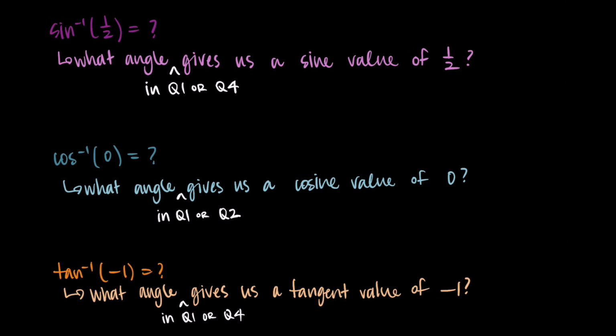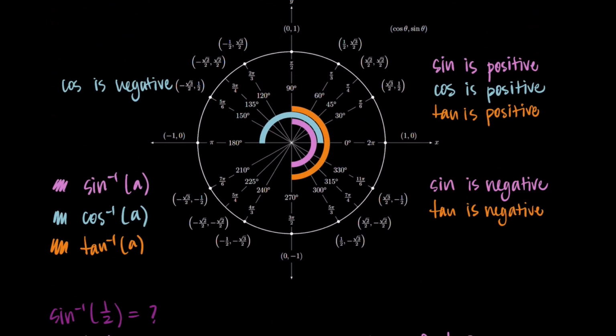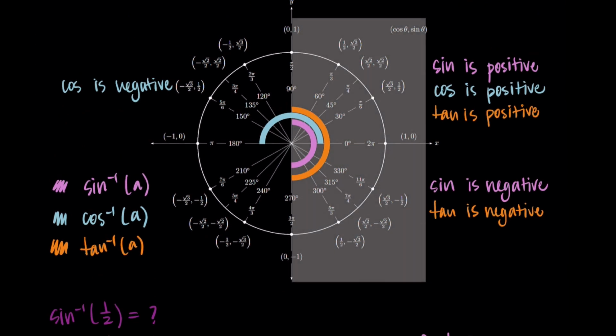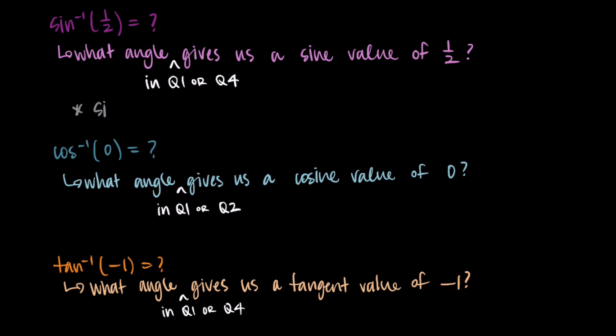Now we can use the unit circle to find the answers to these question marks that I have here. Starting with sine, we're looking at quadrants 1 and 4, and we know that sine is the y value. I'm looking for where sine is equal to 1/2, and I see that that's in quadrant 1, where it's positive. So my solution here is pi over 6, or 30 degrees. That's the angle that gives me a sine value of 1/2. So if you're asked sine inverse of 1/2 and you need to simplify it, the solution is pi over 6 or 30 degrees.